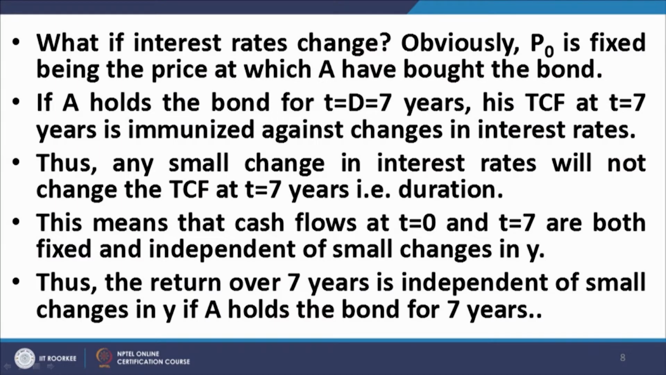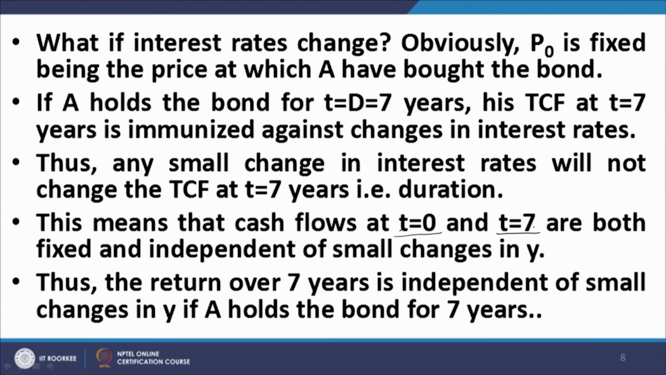This means that the cash flows at t equal to 0 and t equal to 7 are both fixed. The t equal to 0 cash flow is obviously fixed, because that is the investment made for buying the bond. That is the known cost, a cost which has already been incurred. So, there is no randomness attached to it.